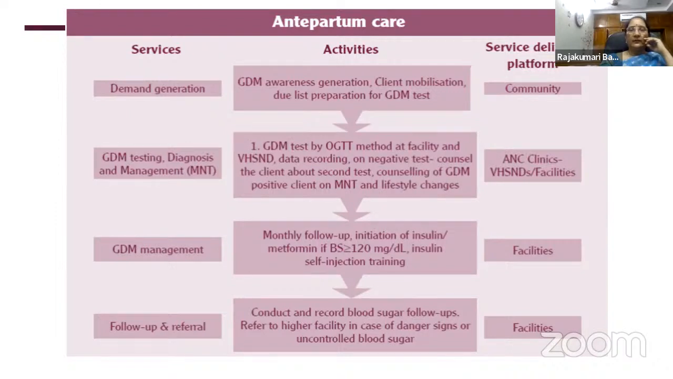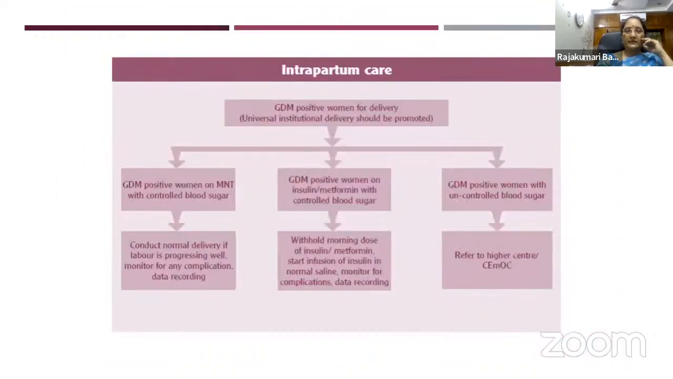And monthly follow-up. If the glucose levels do not come to a euglycemic state, if it is more than 120, we have to give them metformin or insulin, and we have to train them in self-injection. We also have to educate them on glucose monitoring. They have to record blood sugar levels and bring them when they come for follow-ups. Refer to a higher facility in case of danger signs or uncontrolled blood sugar.